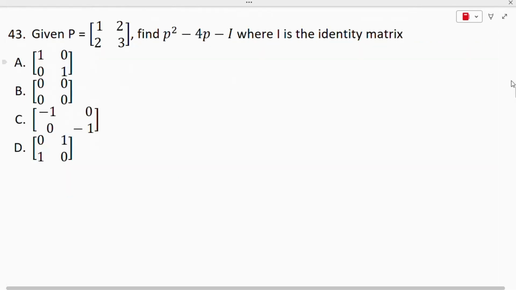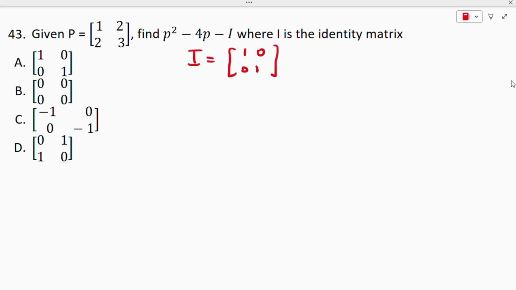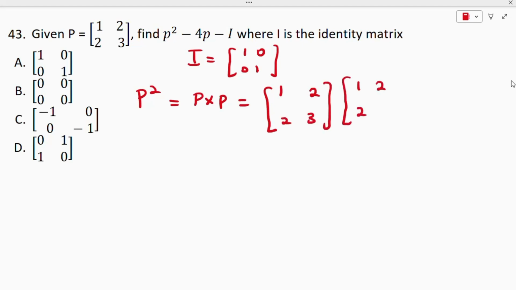Question number 43. Given a matrix P, 1, 2, 2 and 3, find P squared minus 4P minus I, where I is the identity element. Alright, now we know that the identity element I is written as 1, 0, 0, 1, right? So the first thing we have to look for is P squared minus 4P minus I. So for P squared, this is equal to P times P, which is equal to, so the matrix P is 1, 2, 2, 3 multiplied by 1, 2, 2, 3, right?